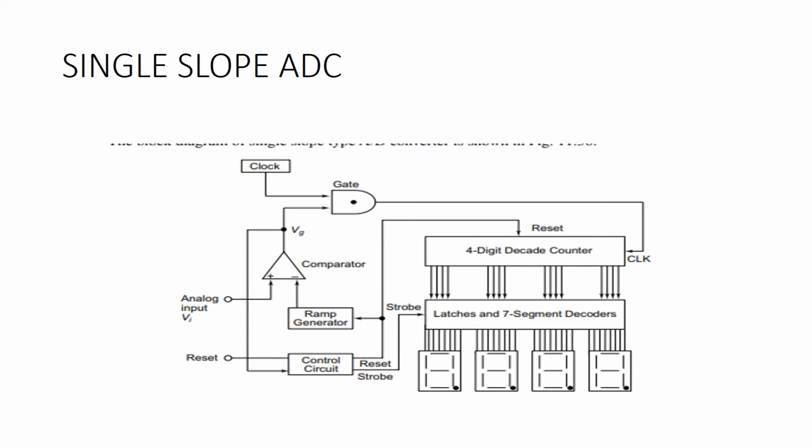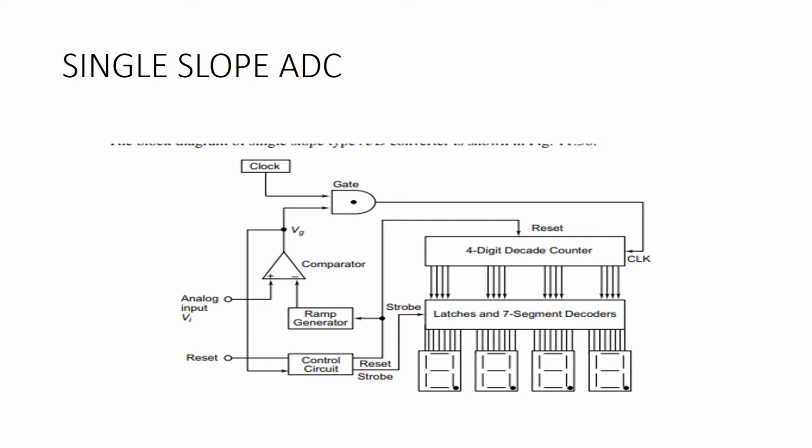Now, when a reset signal is applied to the control logic, the 4-digit decade counter resets to 0 and the ramp voltage begins to increase. Since Vi is positive, the comparator output is high. This allows the clock pulse to pass to the input of the 4-digit counter through the AND gate and the counter is incremented. This process continues until the analog input voltage is greater than the ramp generator voltage.